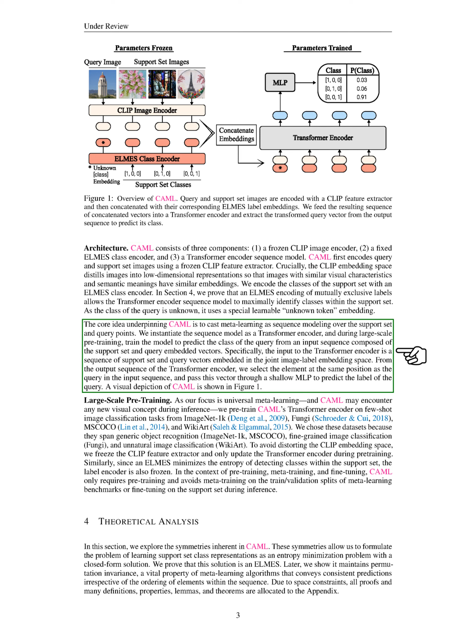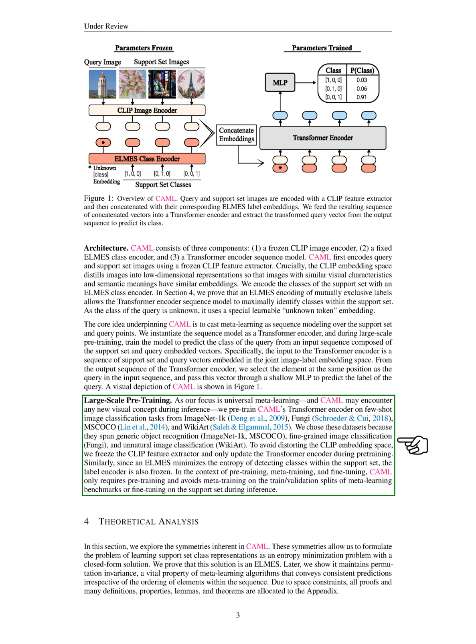The core idea behind CAML is to treat meta-learning as sequence modeling over the support set and query points. We use a transformer encoder as the sequence model and train it to predict the class of the query from an input sequence composed of the support set and query embedded vectors. We pre-train CAML's transformer encoder on few-shot image classification tasks from ImageNet-1K, Fungi, MSCOCO, and WikiArt. These datasets were chosen because they cover a wide range of image classification tasks. During pre-training, we only update the transformer encoder and keep the CLIP feature extractor and the label encoder frozen.